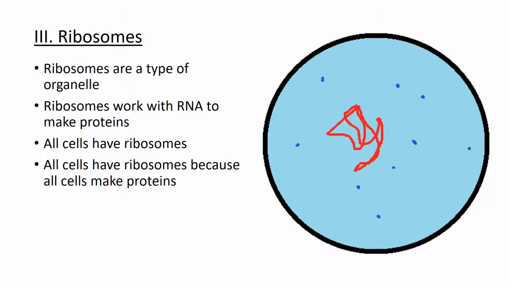Different types of cells have different types of organelles. But one organelle that all cells have is ribosomes. Ribosomes work with RNA to make proteins. We mentioned that DNA contains the instructions for building proteins, and RNA carries those instructions to the ribosomes. So the ribosomes are going to work with the RNA to make the proteins. And all cells have ribosomes because all cells make proteins.